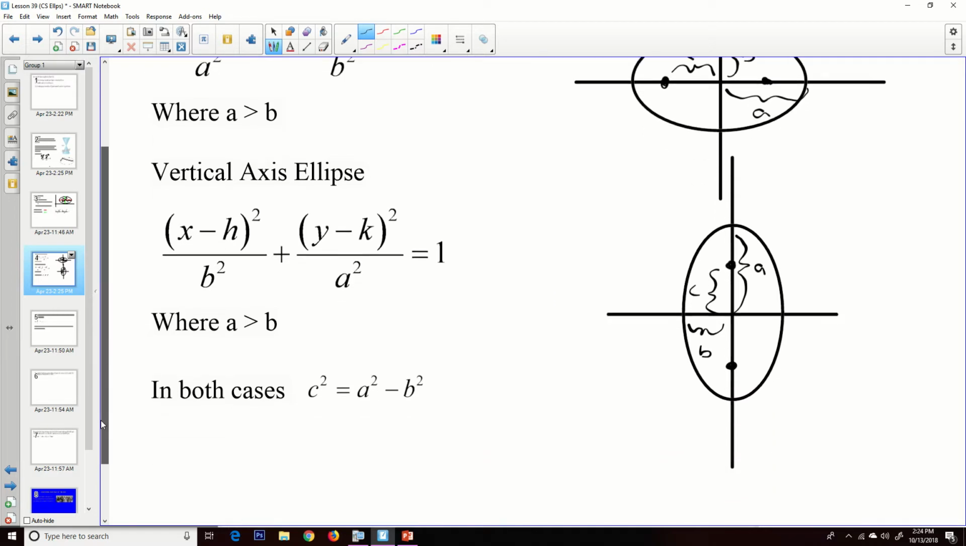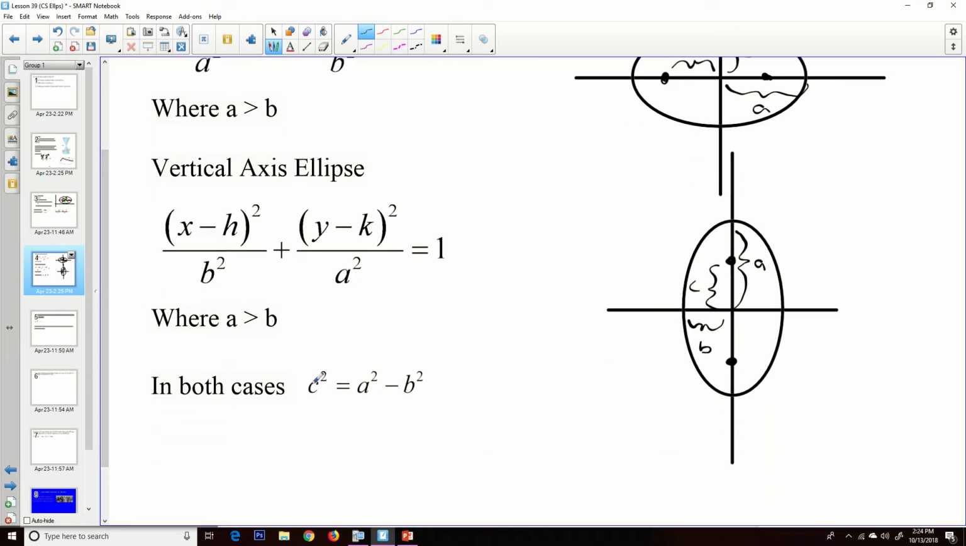In both cases, the distance from the center to one of the foci is going to be the square root of a squared minus b squared. And so we can use this to calculate parts if we are given parts that we don't know.